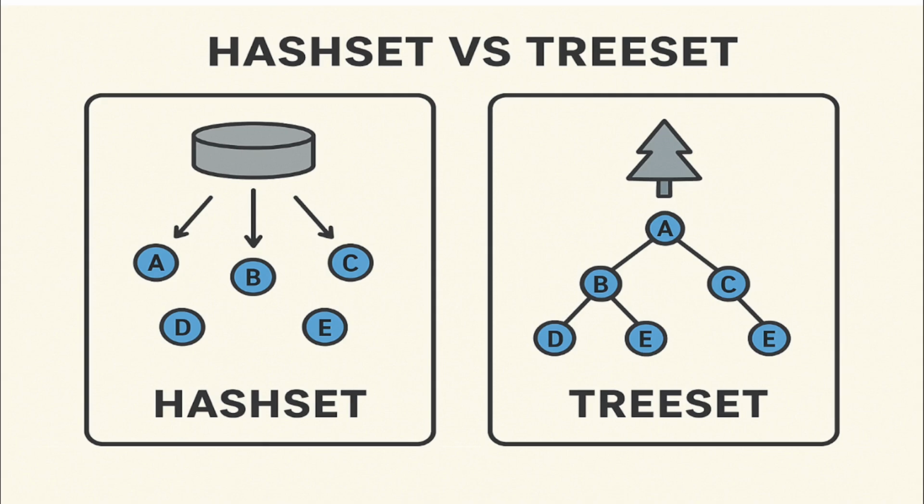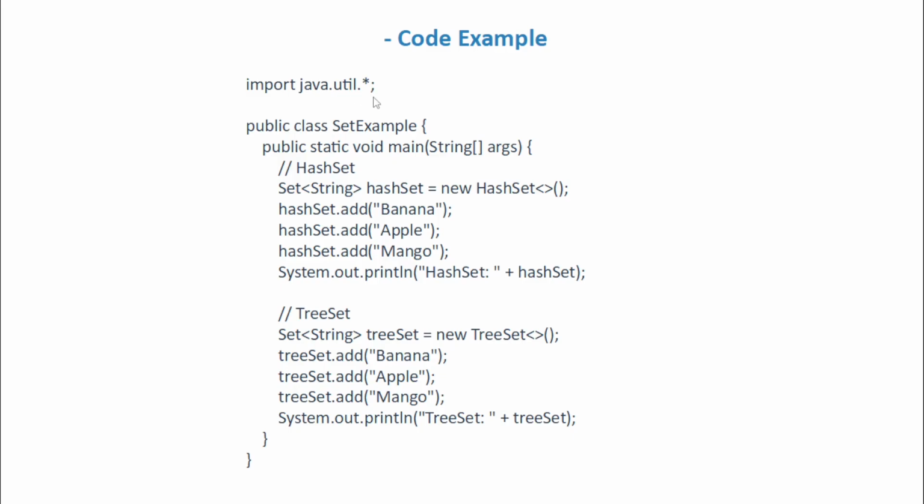Let's see a code example. Here we are importing the util package, which imports all utility classes including Set, HashSet and TreeSet. Then we define a public class SetExample. Now we are providing the main method here, which is the entry point of our program, and here we are creating a HashSet of String, and then we are adding some values over here, banana, apple and mango, and then we are simply printing this HashSet.